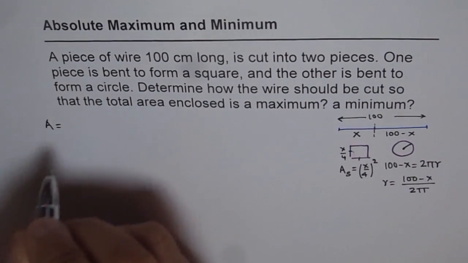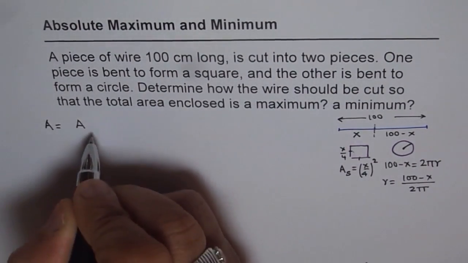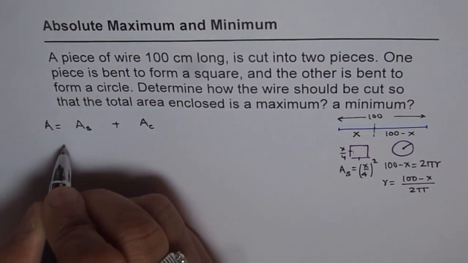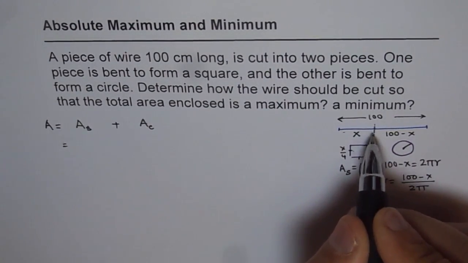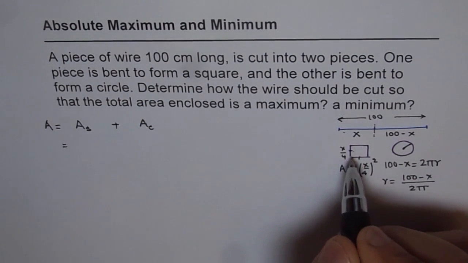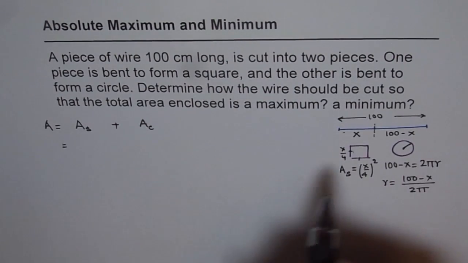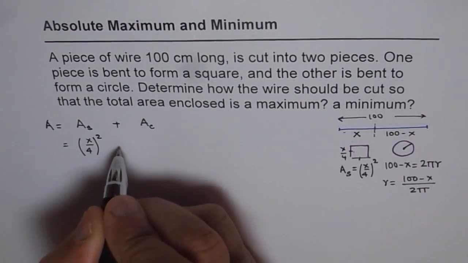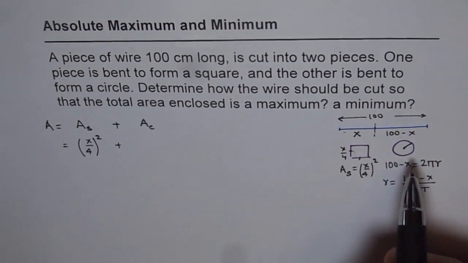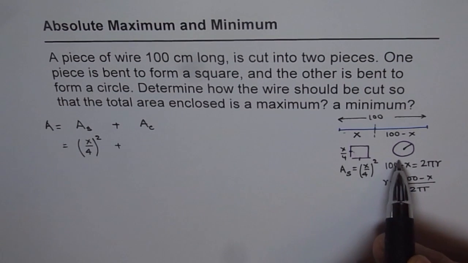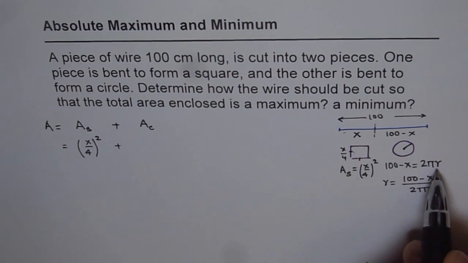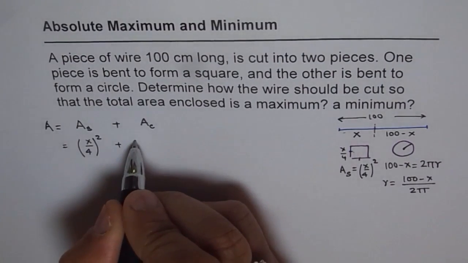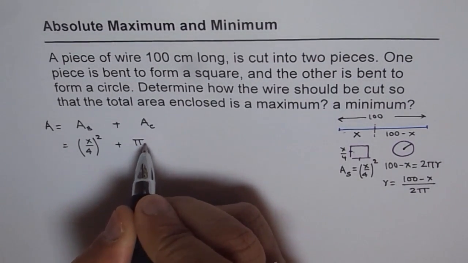In that case, A is equal to area of square, let me say AS, plus area of circle, let us say AC. Now as you have seen, if x is the length of the wire for a square, each side will be x over 4, one-fourth. And therefore, area of the square will be x over 4 whole square. How about area of circle? So we found that if 100 minus x is the perimeter of the circle, which is 2 pi r, then r is 100 minus x divided by 2 pi. And area of the circle is given by pi r square.